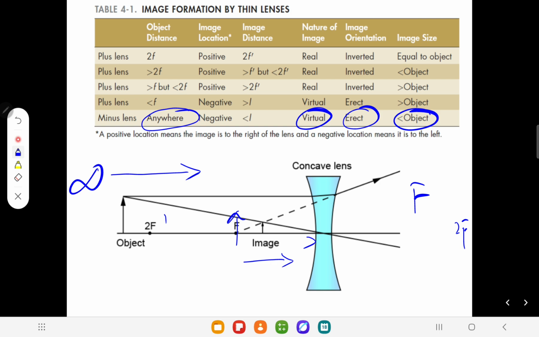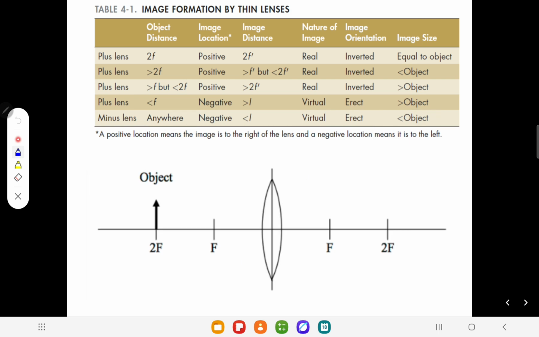So it's very simple, nothing complicated. In the case of a minus lens, we are very sure the image will be virtual, erect, and minified. The minification depends upon the object location, but it will definitely be minified. Okay, that's it. So let's move to the plus lens.